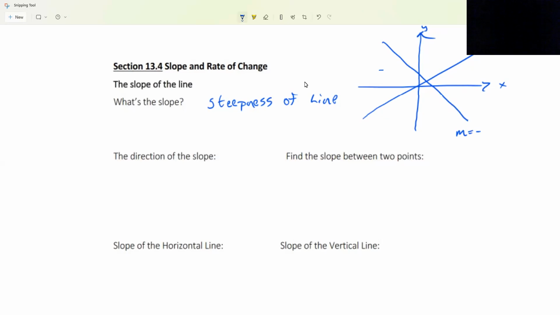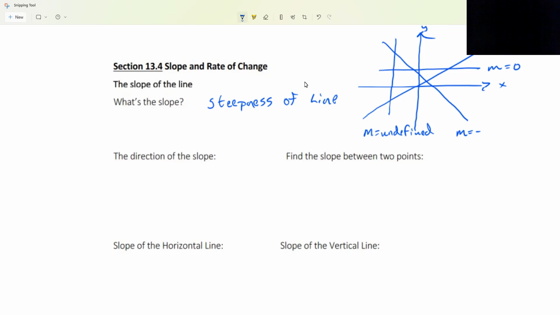If it's a horizontal line, the slope is equal to 0. If it's a vertical line, we say that the slope is undefined. So those are the 4 scenarios that you're talking about when you're talking about slope. You're just talking about the steepness of the line, and the direction of your slope is going to fall into one of those 4 categories.